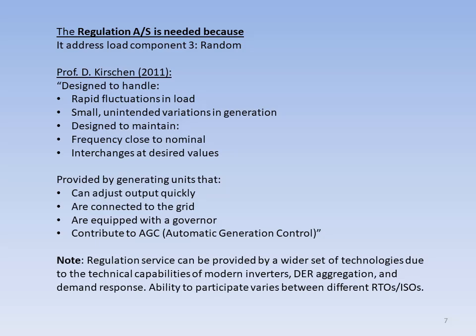Regulation addresses the third load component, the random component, or fluctuations. Paraphrasing Professor Kirschen, regulation is a necessary service because of the random component of load. A portion of the load or demand will always be random no matter how good forecasts are.